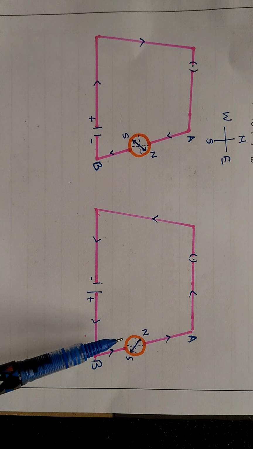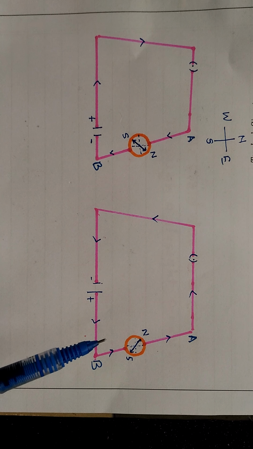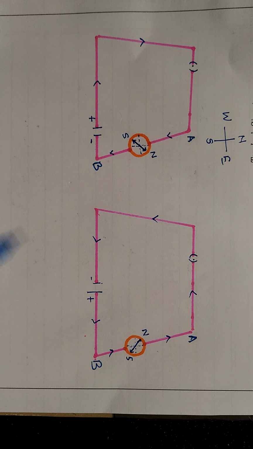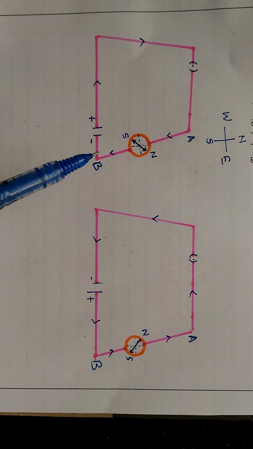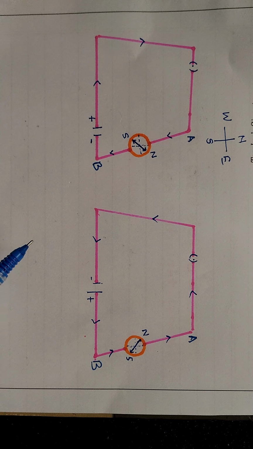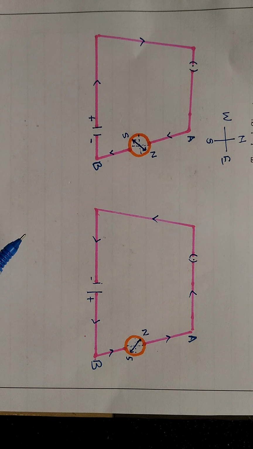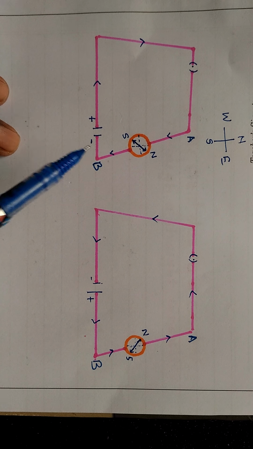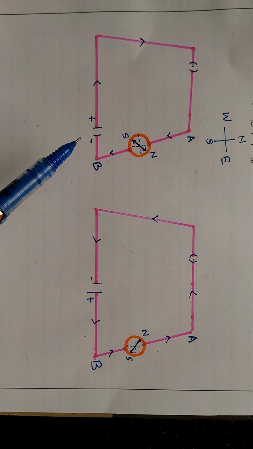So what conclusion can we draw from this activity? The conclusion will be this: whenever the direction of current gets changed, the direction of magnetic field also changes. So the direction of magnetic field depends on the direction of electric current. That is the conclusion of this activity.